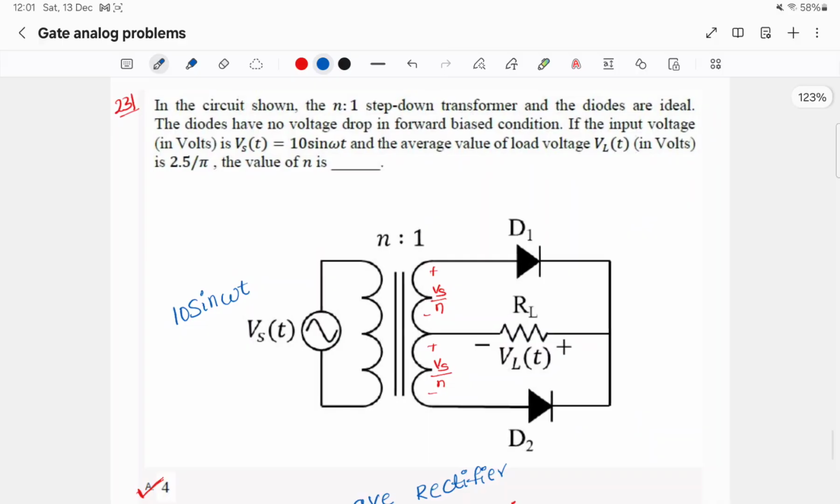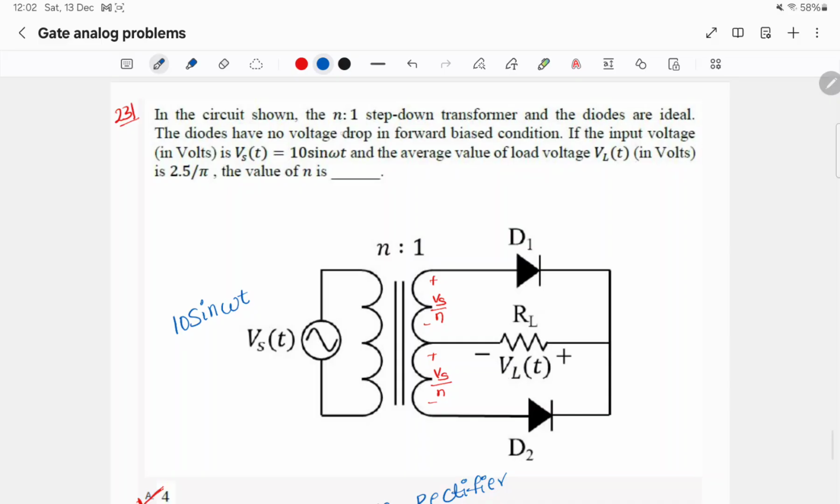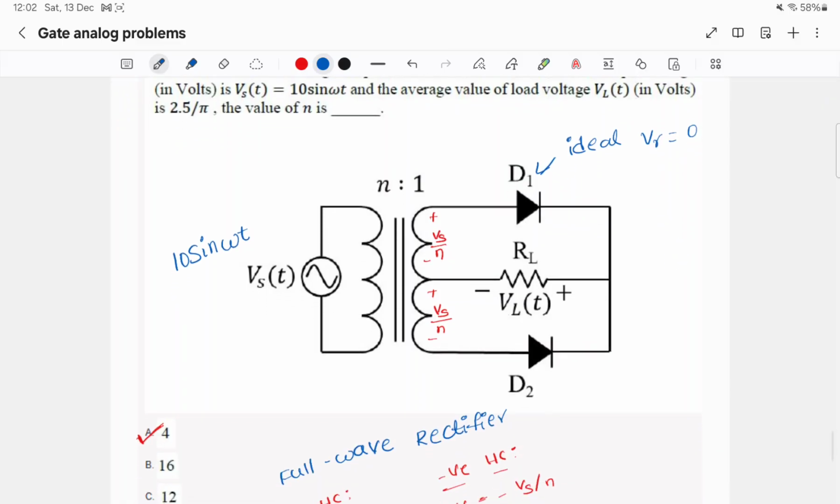And in this question, an n:1 step down transformer is given. The diodes are ideal diodes, that is V gamma is 0, no drop across diode, and Vs of t is given as 10 sin omega t, and it is given that the average voltage at output is 2.5 by pi.